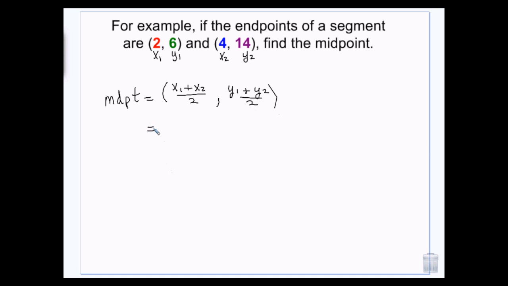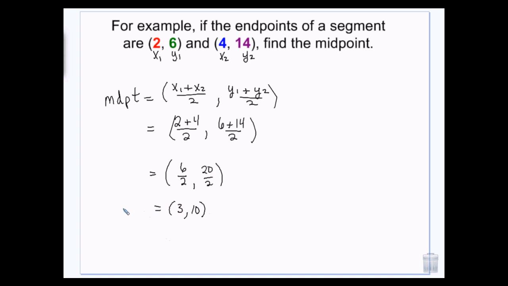Okay, this is algebraically. So I have 2 plus 4 over 2, that's the two x's. And then 6 plus 14 over 2, those are the two y's. Yeah, X and Y, it's always alphabetical, X, Y. So X comes before Y in the alphabet, so X comes before Y in the ordered pair. So I have 6 over 2 and 20 over 2, giving me (3, 10) as my midpoint. Okay, so this is the algebra way to do it.